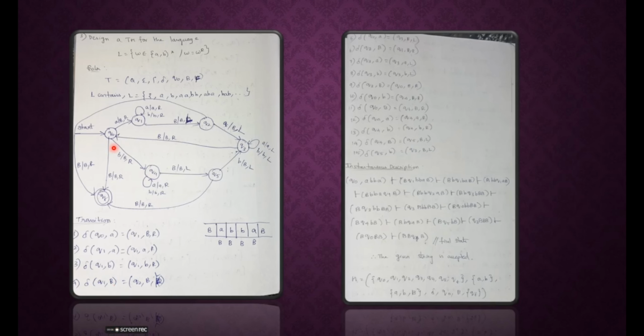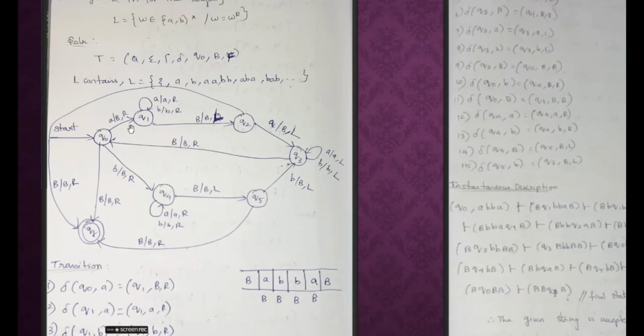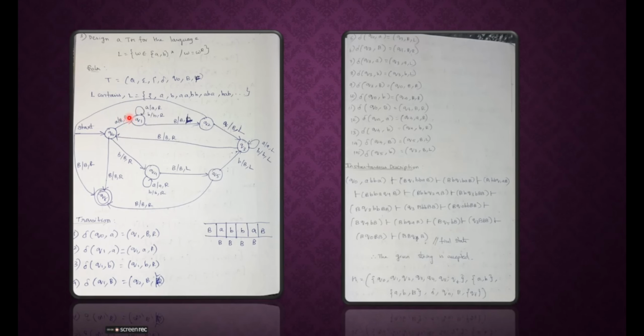Okay, see here the first starting state is Q naught. While we read the input as A, change it to B and then move to the right side. So that is what I write here. A is our input symbol, we change it to B and then we move to the right side. So the next state is Q1.